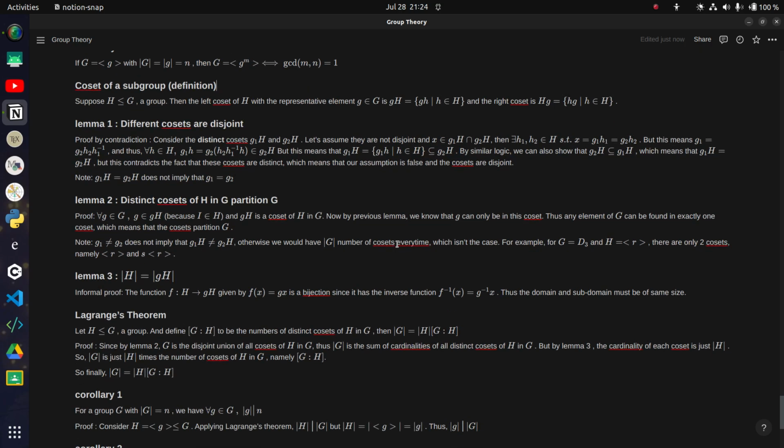Okay, so let's go for the next lemma, which is that the cardinality of H is the same as the cardinality of every coset of H. The informal proof is that the function that is multiplying by g is a bijection, so it's pretty obvious. For every element in H, you get a gH, and you get a distinct gH because it's injective. You can apply g inverse on the images, so it's a bijection basically.